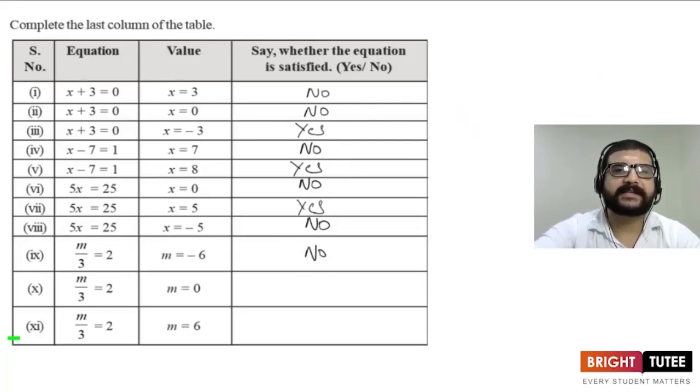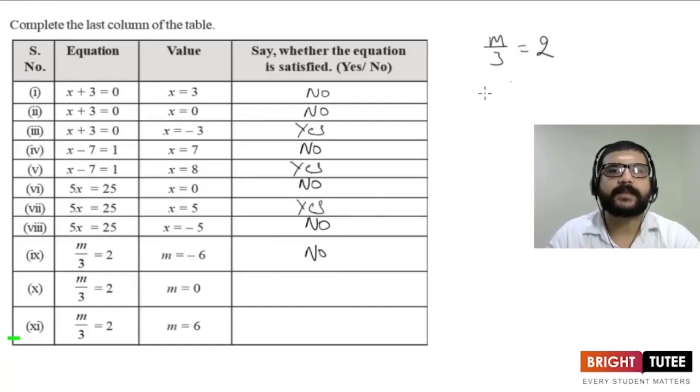Now let's see the next equation. It is the same equation. m upon 3 is equal to 2 and the value of m given this time is 0. Let's put it here. If we put m equal to 0, we will get 0 upon 3. Now we know 0 divided by any number gives us 0 itself, and we know now 0 is not equal to 2. Hence the equation is not satisfied.